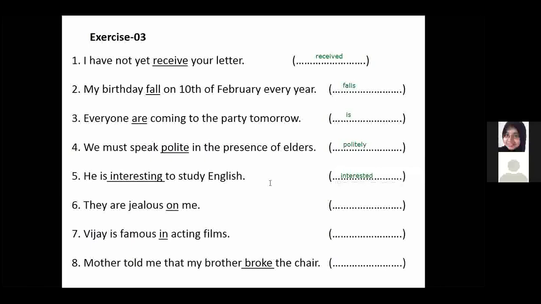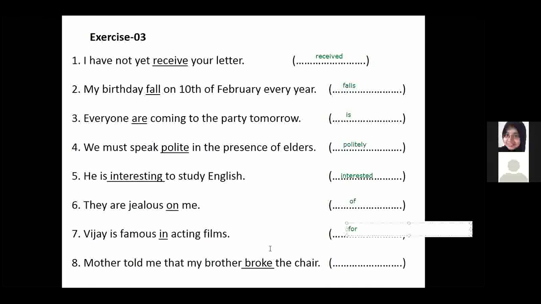Next one. They are jealous on me. On is a preposition. So what is the correct answer? What do you think? Yes, your guess is correct. Of. Vijay is famous in acting films. Again, a preposition error is there. So Vijay is famous for acting films.